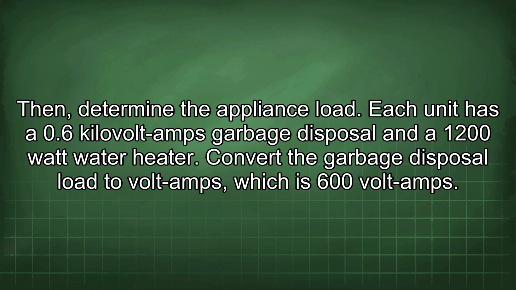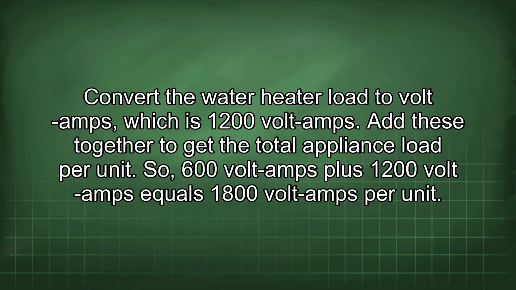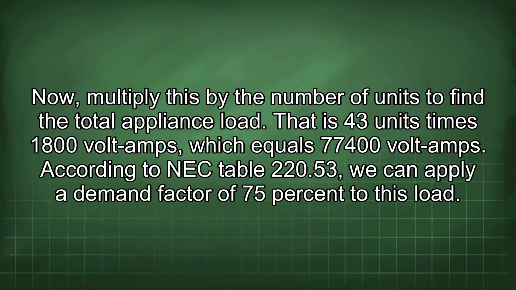Then determine the appliance load. Each unit has a 0.6 kilovolt amps garbage disposal and a 1200 watt water heater. Convert the garbage disposal load to volt amps, which is 600 volt amps. Convert the water heater load to volt amps, which is 1200 volt amps. Add these together to get the total appliance load per unit. So, 600 volt amps plus 1200 volt amps equals 1800 volt amps per unit. Now, multiply this by the number of units to find the total appliance load. That is 43 units times 1800 volt amps, which equals 77,400 volt amps.